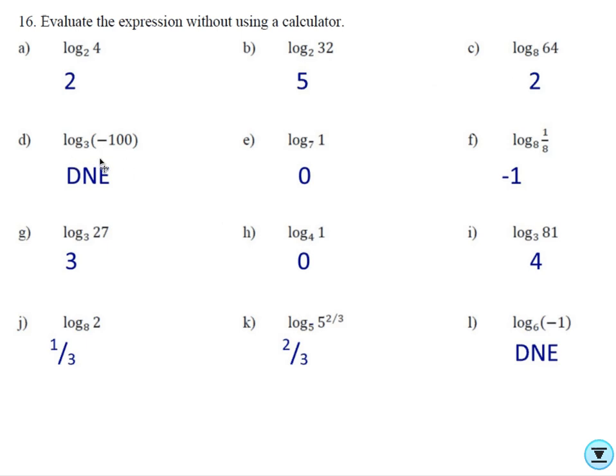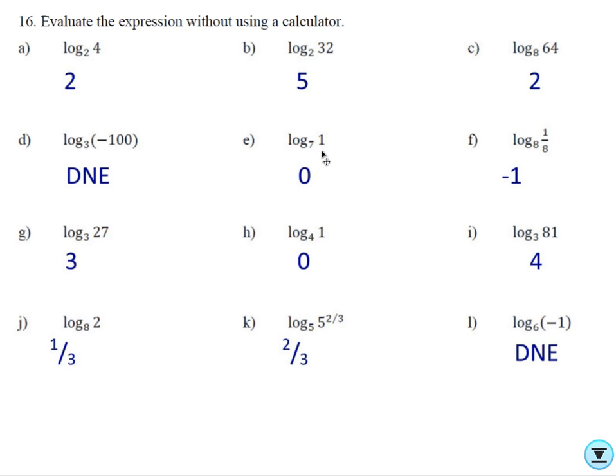Here, if it didn't have the negative, we still wouldn't be able to evaluate this by hand because I don't know what 3 to what power is 100. It's not an integer, but because this is a negative here, it doesn't even matter because we can't ever take a logarithm of a negative number or a 0. So since this is negative 100, that means that logarithm does not exist.